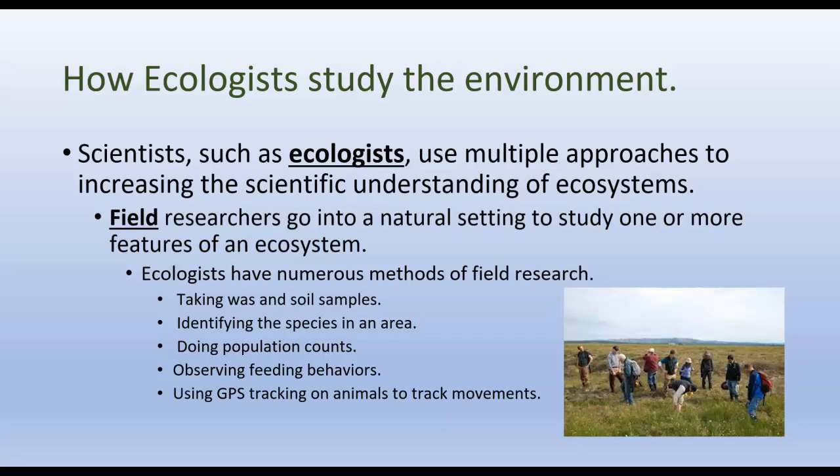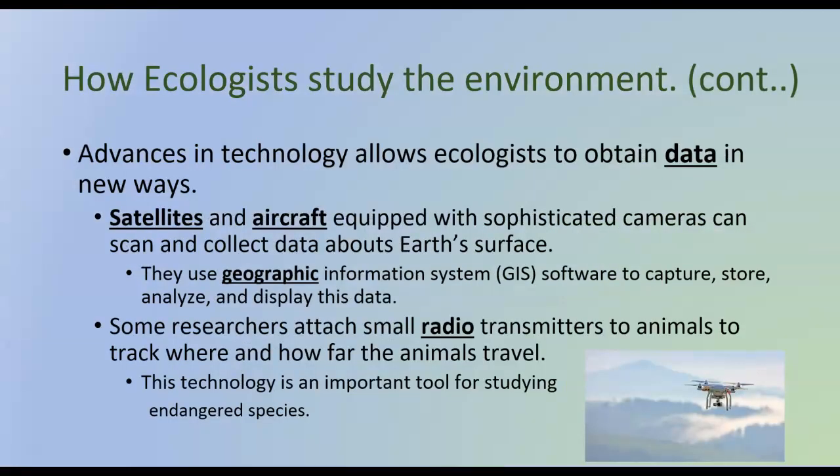Ecologists have numerous methods of field research. They take samples and they identify species in an area. They do population counts, they observe feeding behaviors, they even use tracking devices on animals. With technology, we've had some advances. It has allowed scientists to get data in new ways.